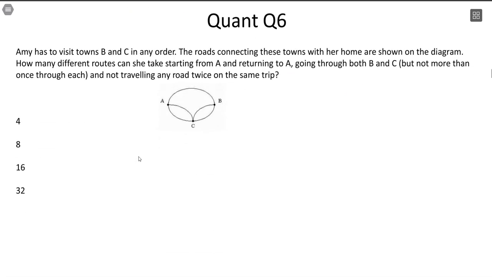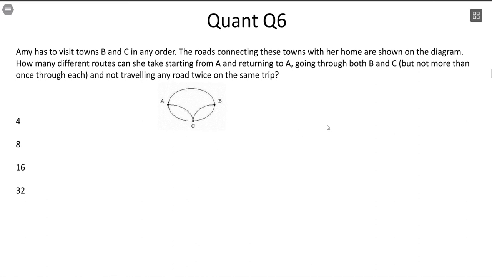Next question. Amy, Sheldon's girlfriend, has to visit towns B and C in any order. The roads connecting these towns with her home are shown on the diagram. How many different routes can she take starting from A and returning to A, going through both B and C, but not more than once through each, and not traveling any road twice in the same trip?